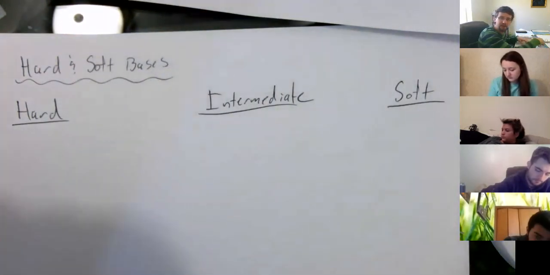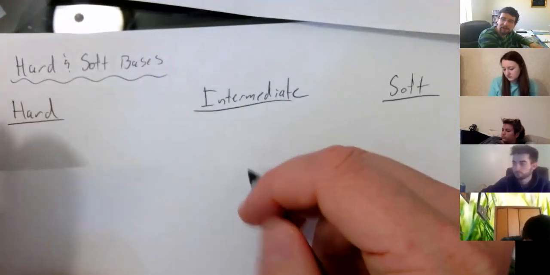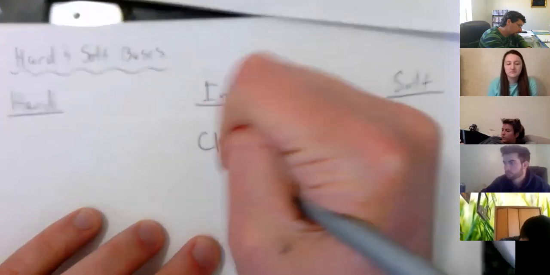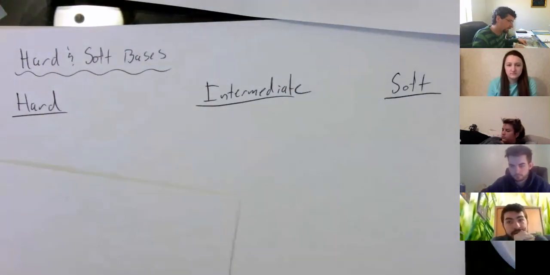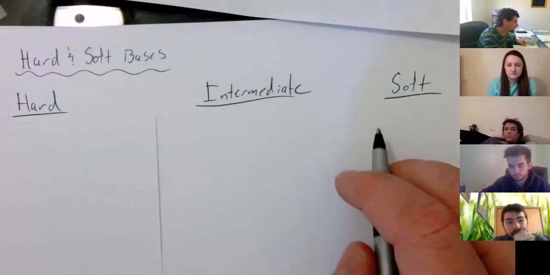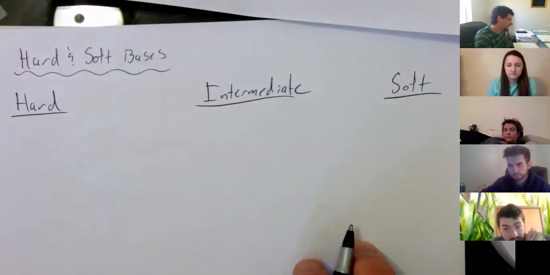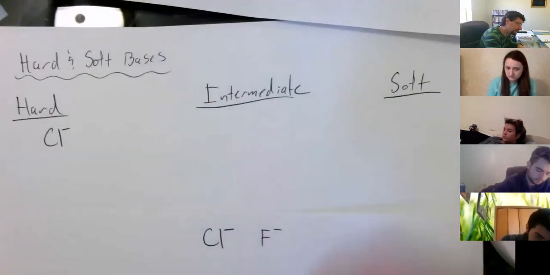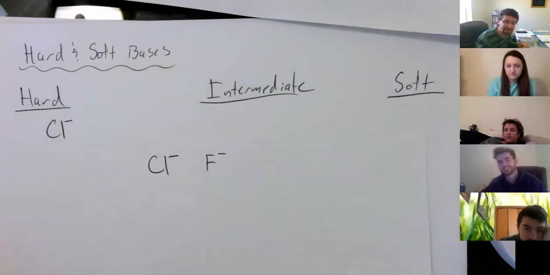So let's consider the halogens. I'm writing on another sheet of paper. You don't have to write this down yet, but just so you can understand what I'm asking. Cl minus is a weak conjugate base. I know that. So it's a weak base, so that means it's probably hard to polarize. Yep, hard. What about F minus? Intermediate, probably, because it's technically not a strong base.